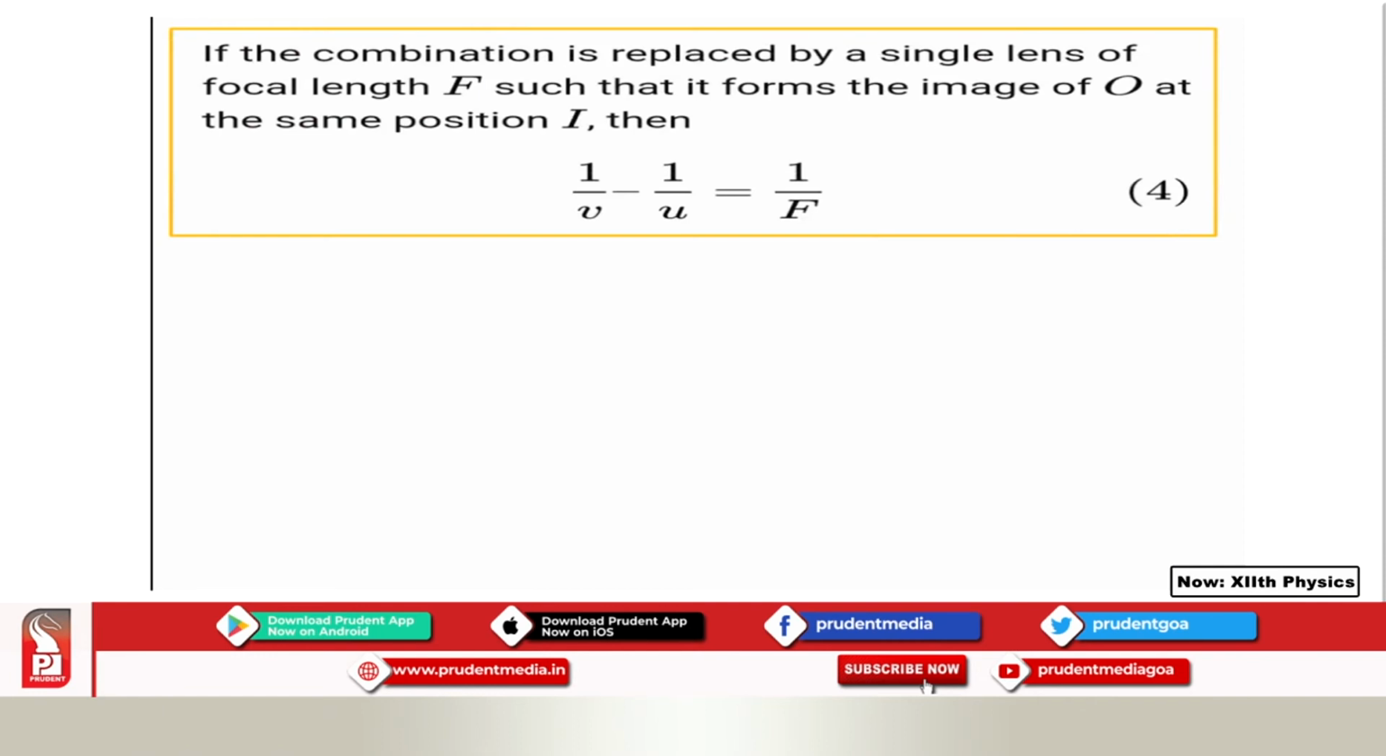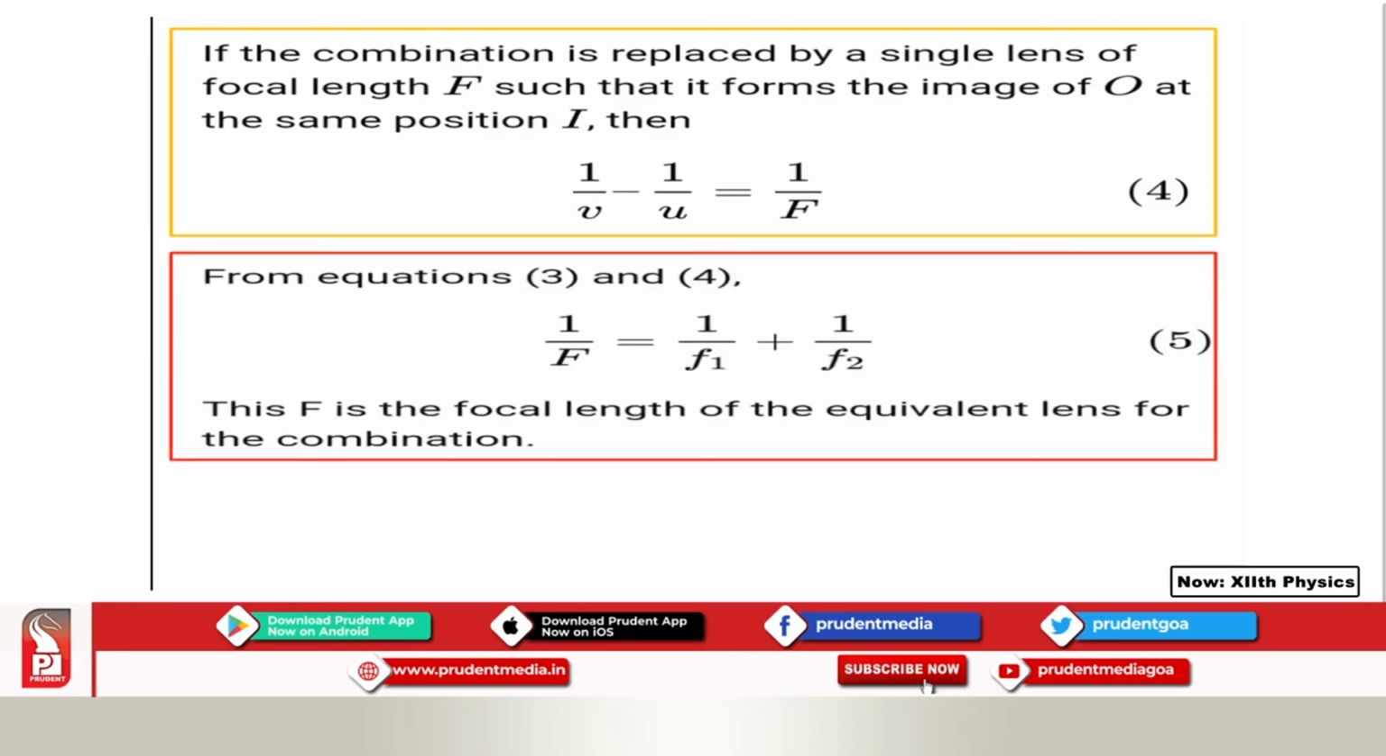Now, if the combination of the two lenses is just replaced by a single lens, then we can apply the lens formula to it and we will get 1 upon F equals 1 upon V minus 1 by U. So, from this and the previous one, I can say that 1 by F equals 1 by F1 plus 1 by F2. So, F is the focal length of the equivalent lens of the combination. What have we understood? If I have two lenses in contact, I just need to add the reciprocal of the focal lengths to get the total, or 1 by F.